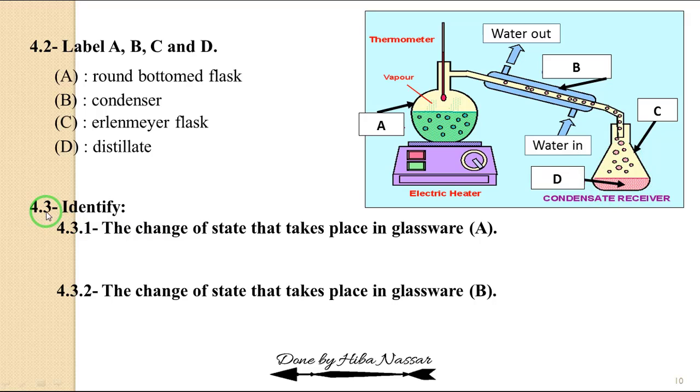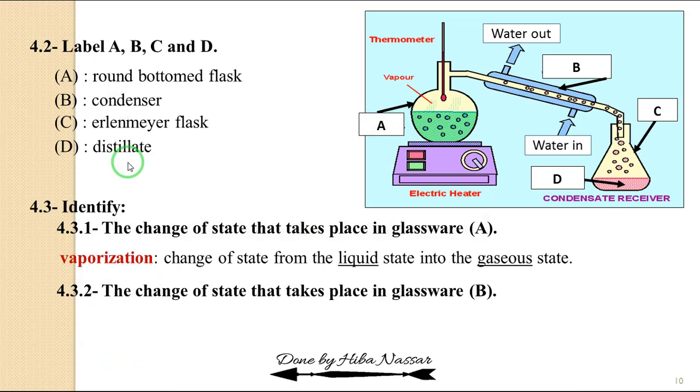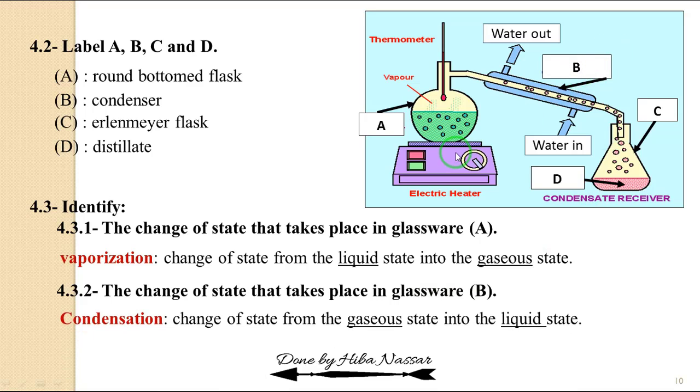Now 4.3, identify the change of state that takes place in glassware A. It's called vaporization. It's the change of state from the liquid state into the gaseous state. Now identify the change of state that takes place in glassware B. It's called condensation. It's the change of state from the gaseous state into the liquid state.